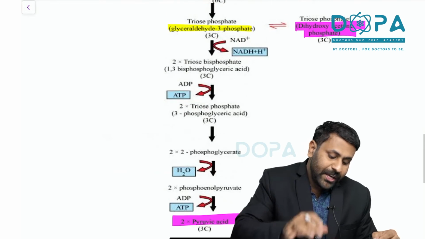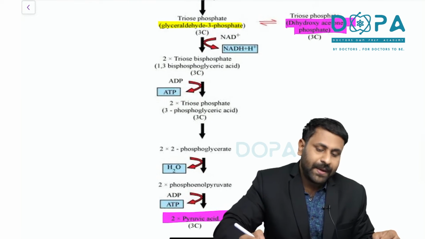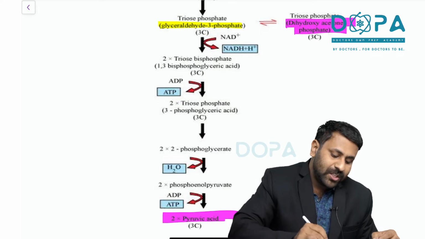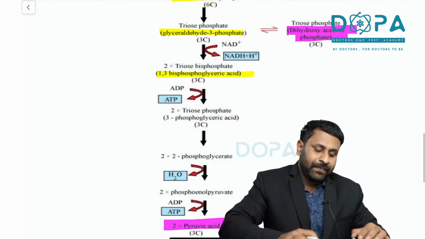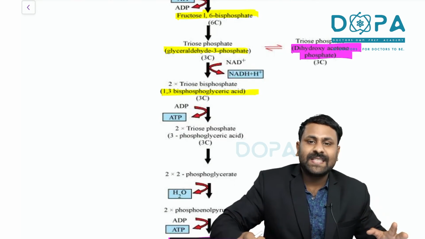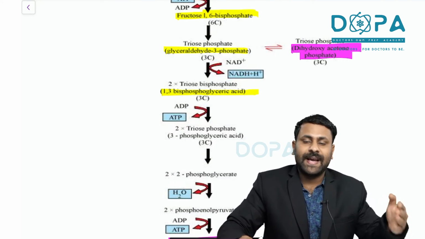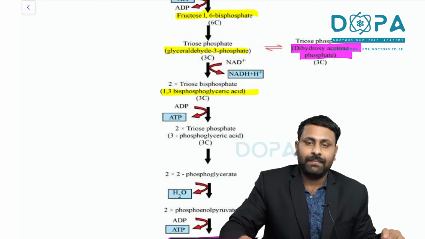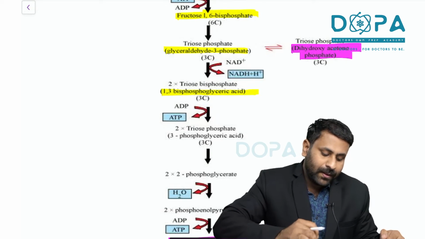Each G3P is converted into 1,3-BPGA. This G3P and DHAP are called triose phosphates because they contain 3 carbon atoms and a phosphate group.